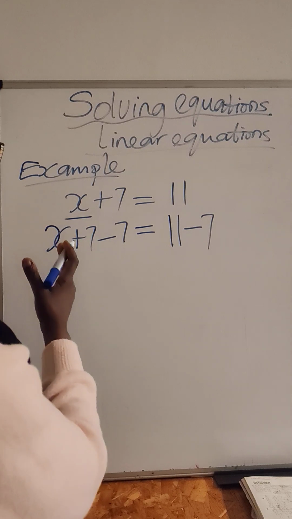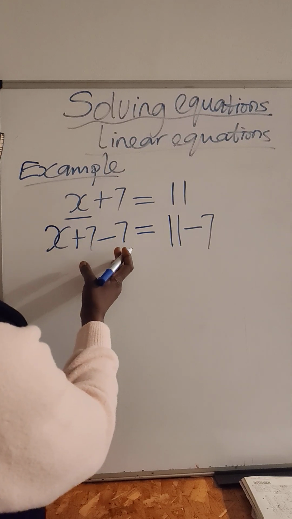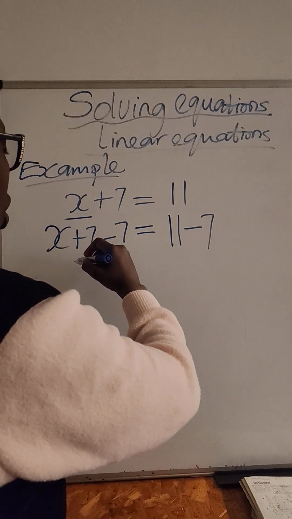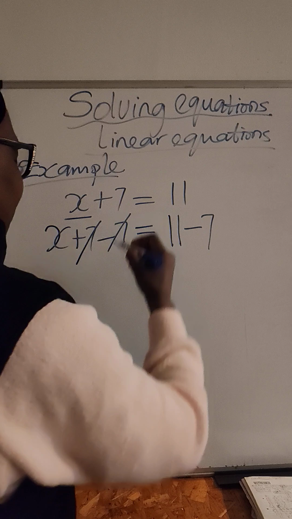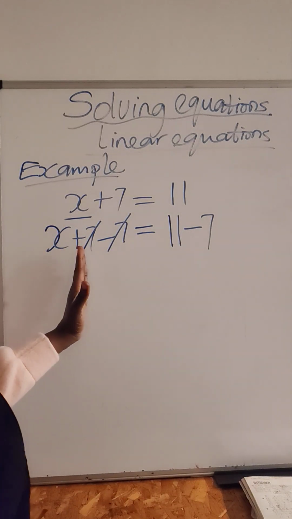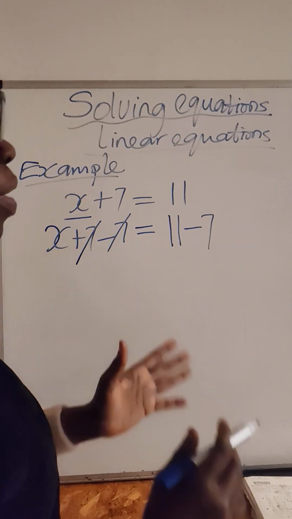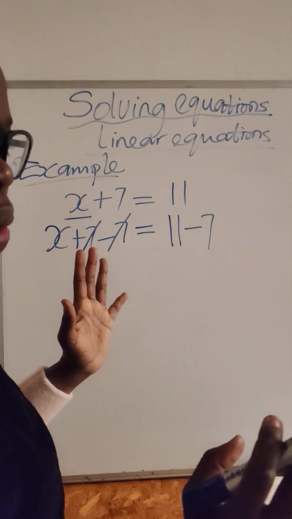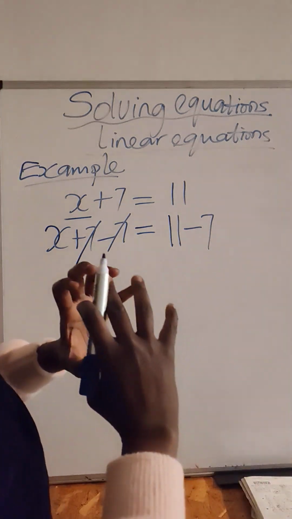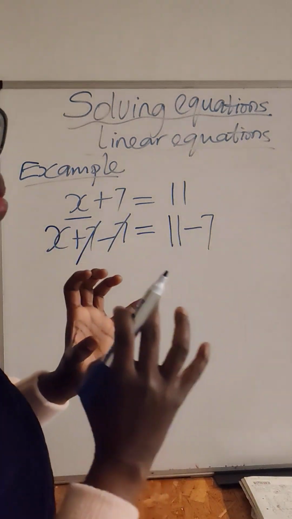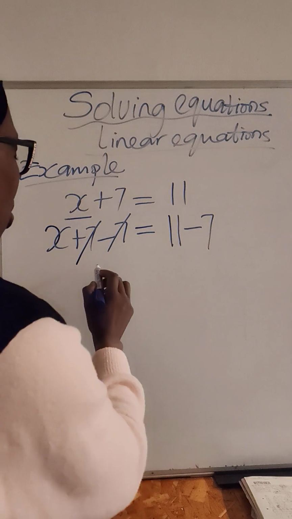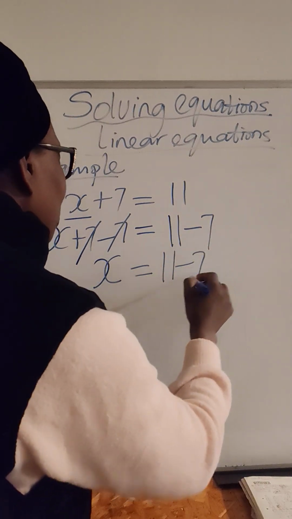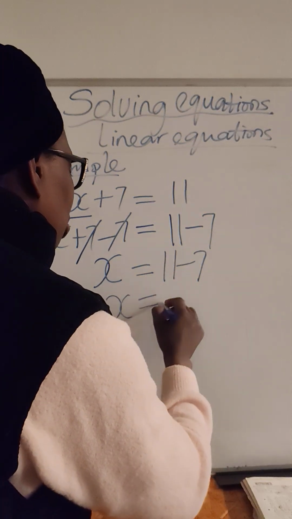Now, viewers, can you see that with the introduction of a subtractive 7, we've been able to negate or remove this additive 7? How? Plus 7 minus 7 gives 0. And that's what we want to achieve. We don't want any number or any relationship to be with letter x. And so we are left with x equal to 11 minus 7, which gives x equal to 4.